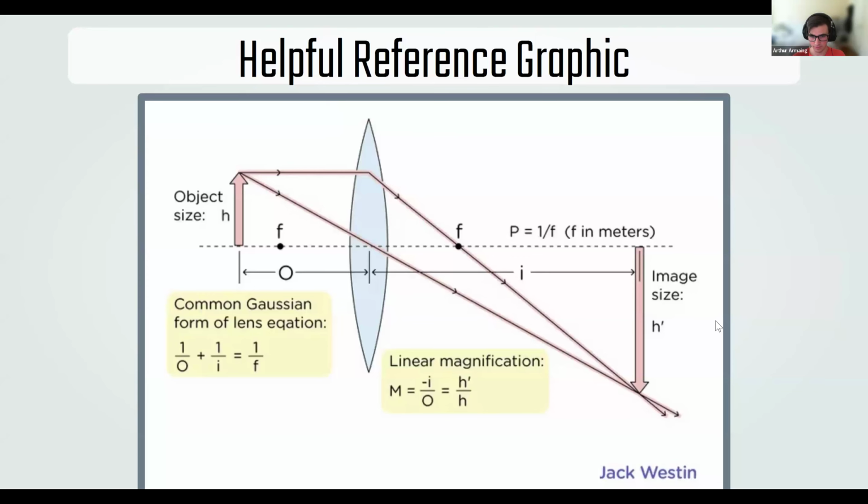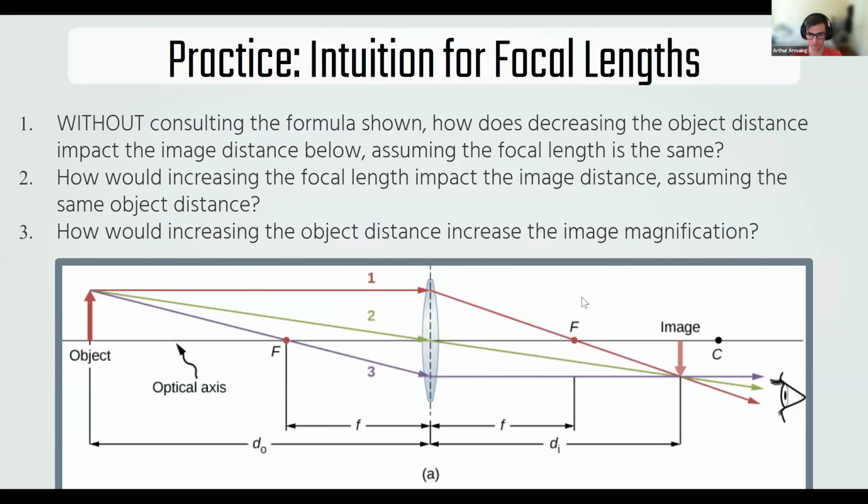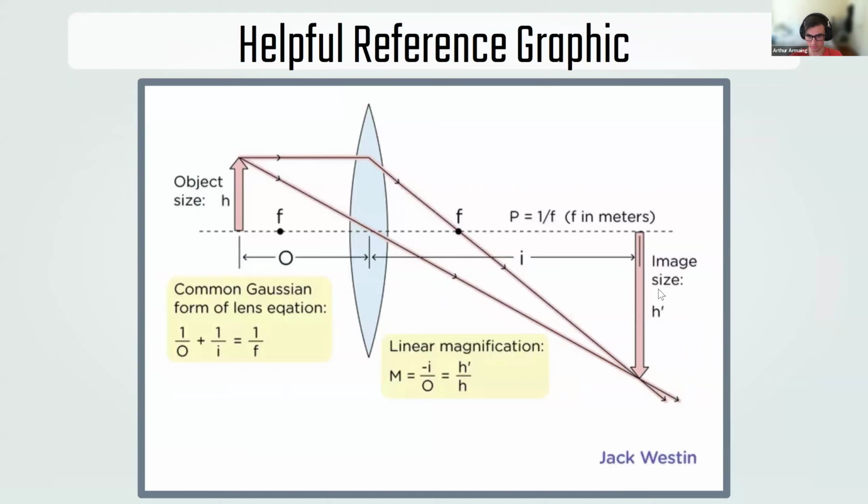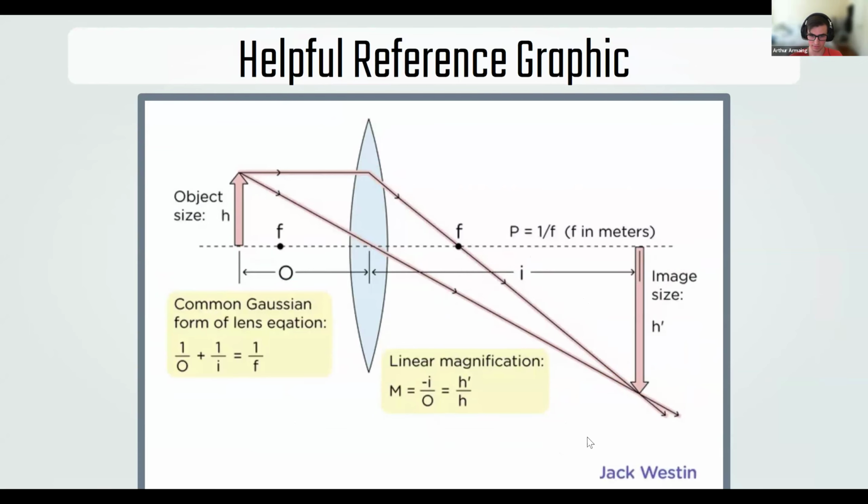All right, so let's take a look at this reference diagram right here. We have all the stuff that we have learned in this lesson. Power is the reciprocal of focal length, in diopters, very useful units. The lateral magnification, how much your image increases in size, is the negative of the image distance over the object distance, which with triangles you can prove is equal to h prime, the new height of the image, over h, the original height. And then the Gaussian form of the equation is 1 over O plus 1 over I equals 1 over F.